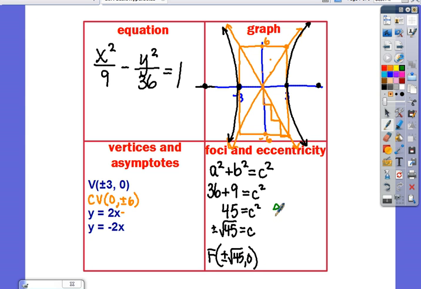Okay, eccentricity, the focus number over the vertex number. And here we go. I feel like I should be able to do this in my head or something. 2.2-ish. Does that go with my little hypothesis that the more flat it is, the bigger the eccentricity? Sort of seems true.